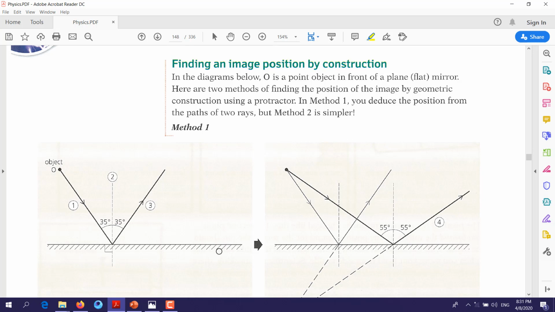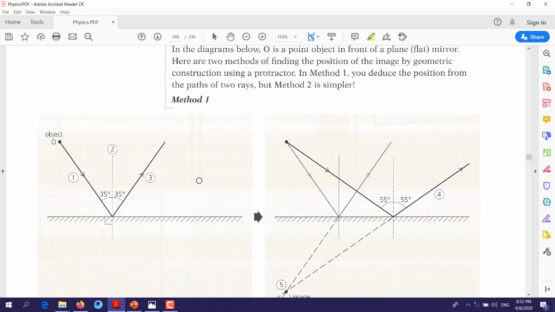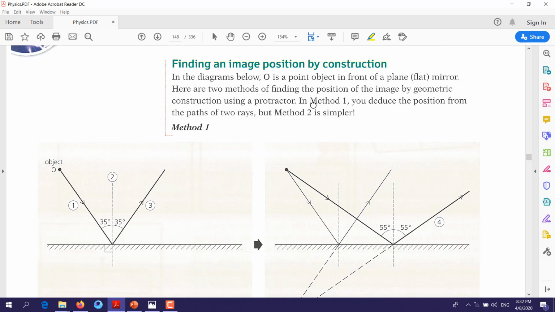What do you mean by it? It's like if you have an object and a mirror and you are asked to find the position of the image. How can you determine the position of the image? We have two ways or two methods that we can use to find the position of the image.